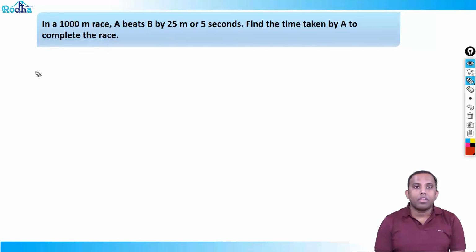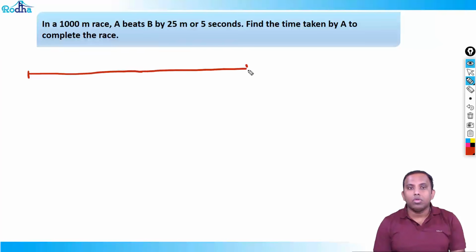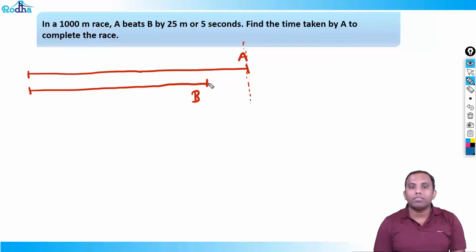Now see this question here. In a 1,000-meter race, A beats B by 25 meters or 5 seconds. Understand this concept here. Suppose A has completed the race; this is the finishing line. A beats B by 25 meters. That means when A has completed the race, B is 25 meters behind A.